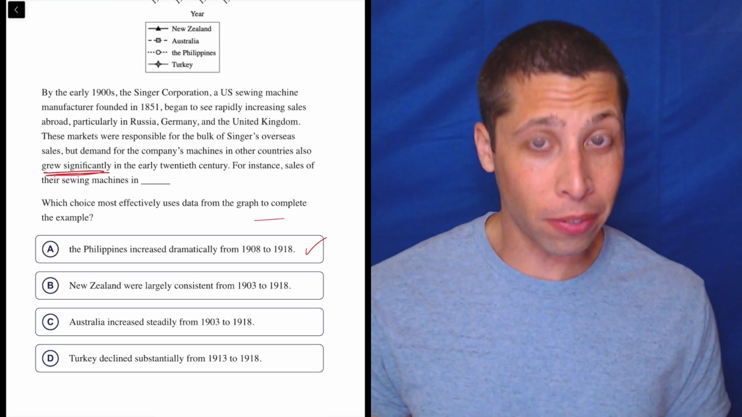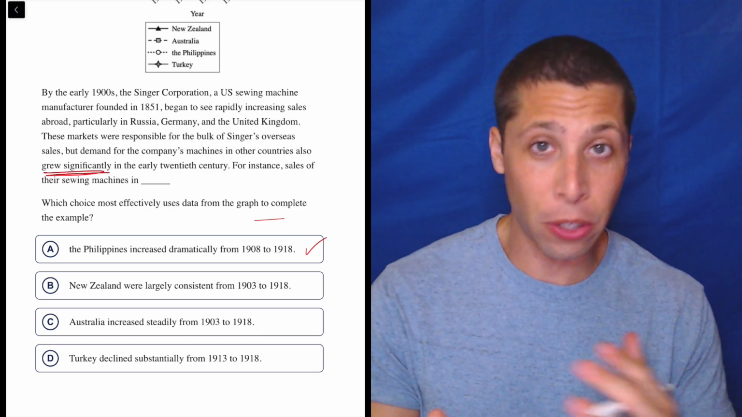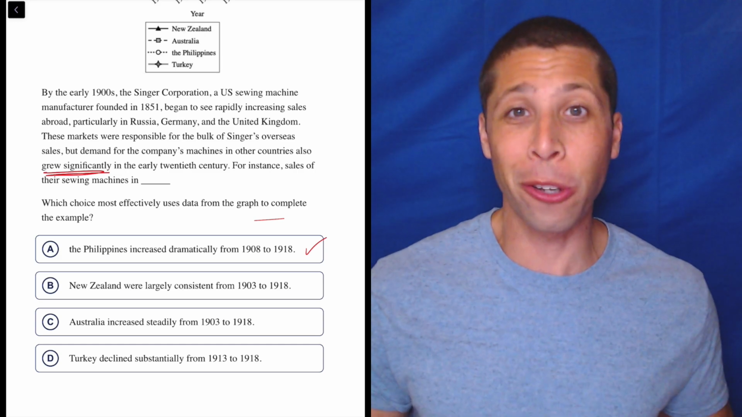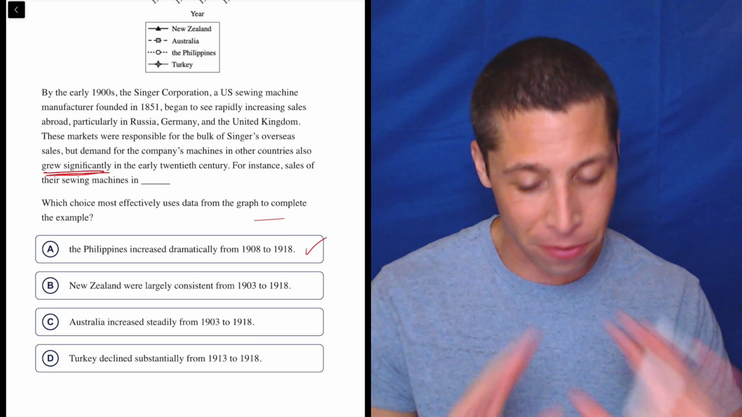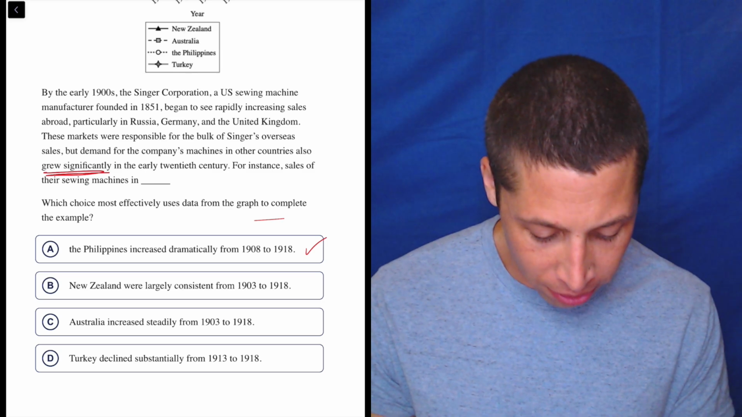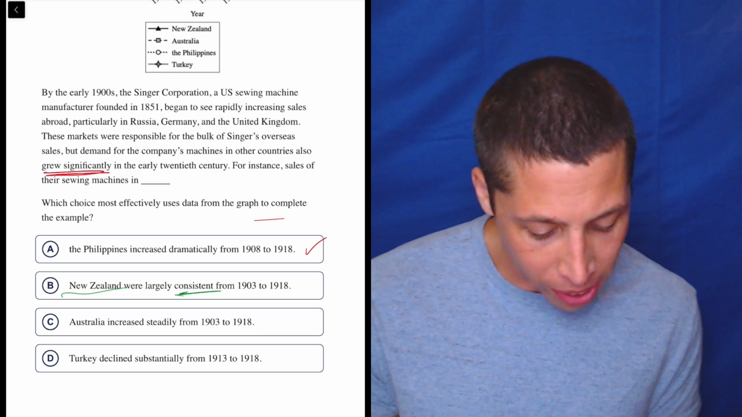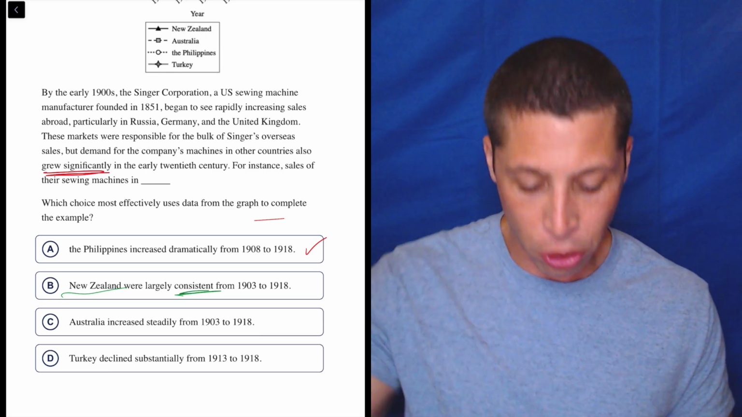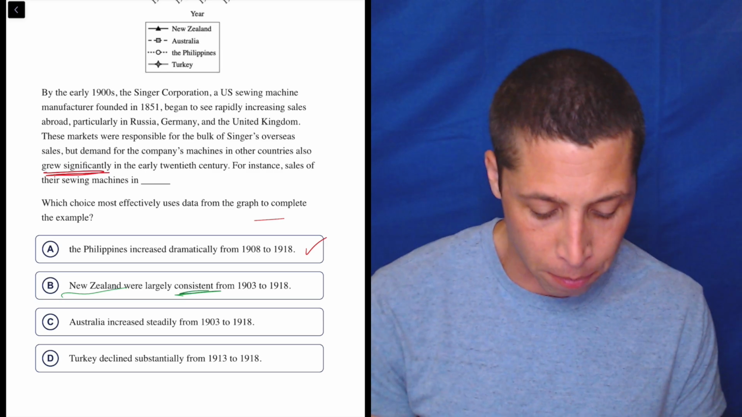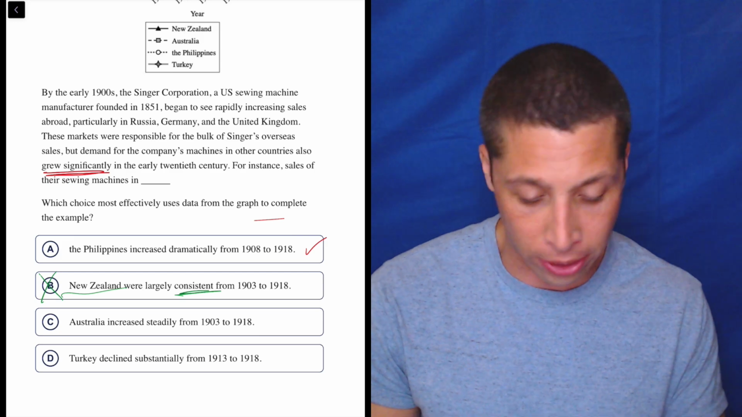Now, we still need to read everything else. I think it's a very big mistake to just pick the first answer you like. Maybe it's not going to screw us over here, but it might on other questions. It's a very bad habit to get into. New Zealand, let's choose green here. So New Zealand, we're largely consistent. Well, already I don't like this choice. I could check it. But if we're talking about it growing significantly in the passage, then being consistent doesn't seem right. So I don't even need to look at that one.